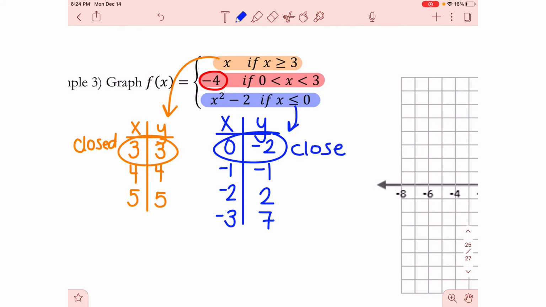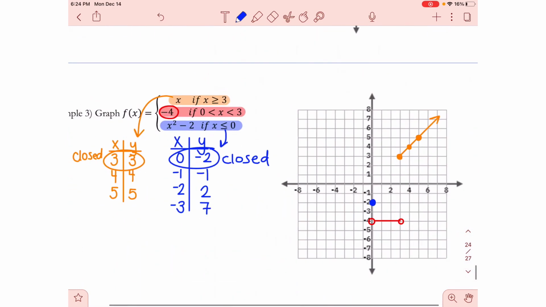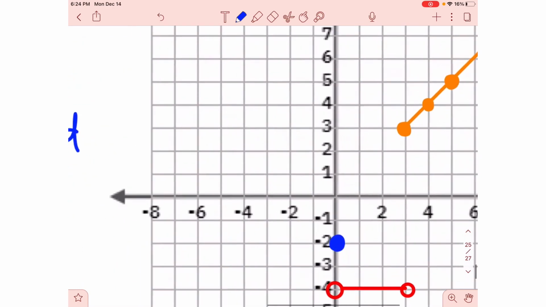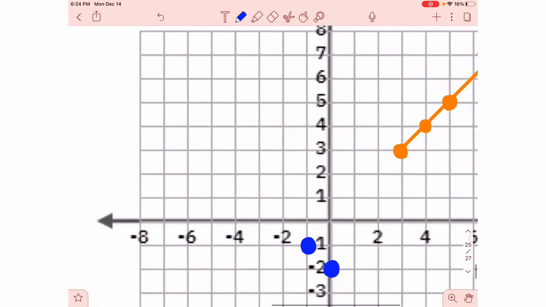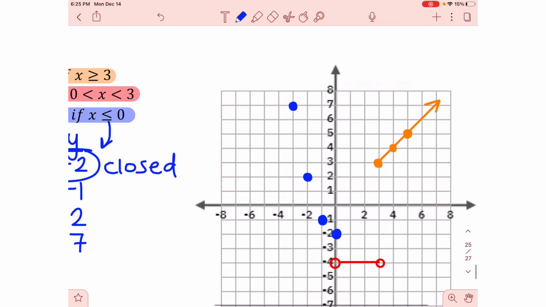All right, so let's plot our points. 0, -2. -1, -1. -2 is at 2. And -3 is at 7. Beautiful. So I have to kind of understand the shape. Really, this should be a parabola, right? But it's only when x is less than 0. So it's actually going to be half of the parabola.